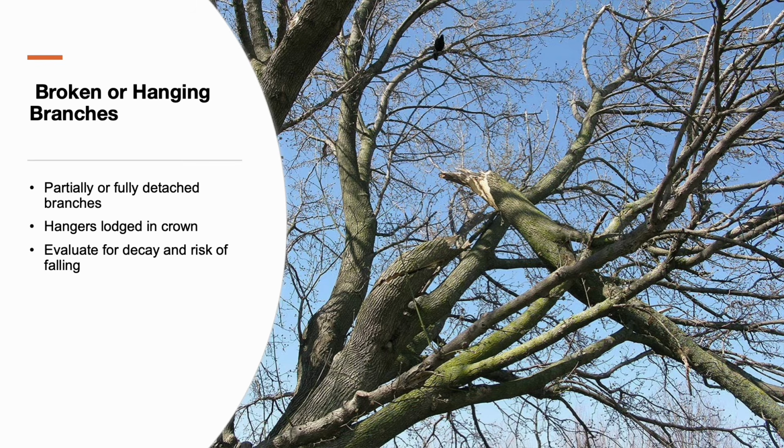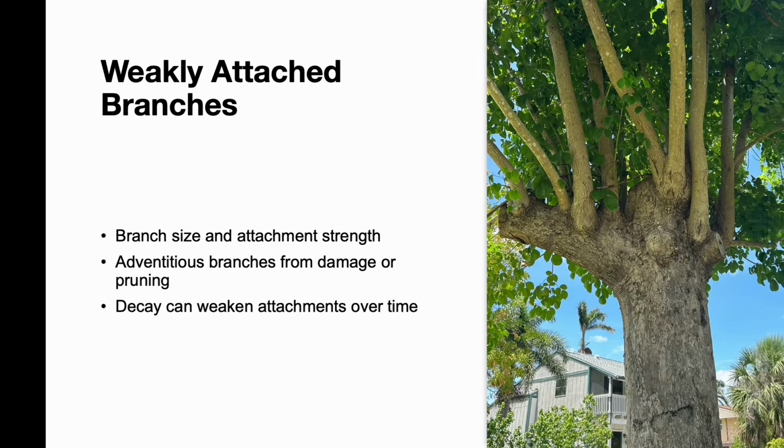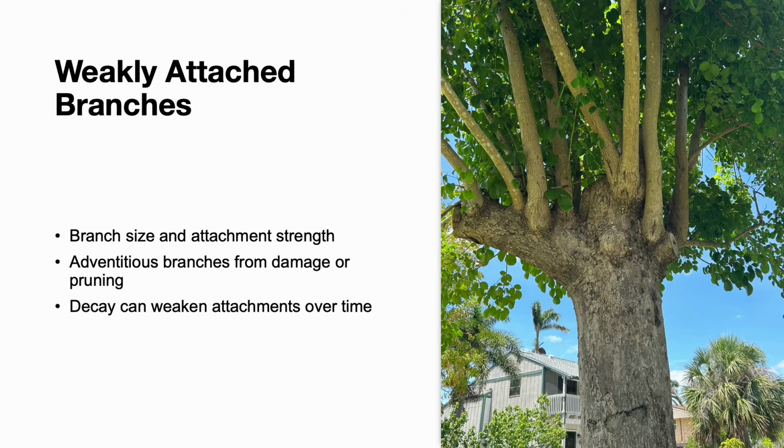Broken branches may still be attached or lodged in the canopy. These are known as hangers or widowmakers. Their risk depends on how they're held in place and whether they're decaying. They should always be monitored or removed when there's risk to people or property. Some branch arrangements naturally fail more often.